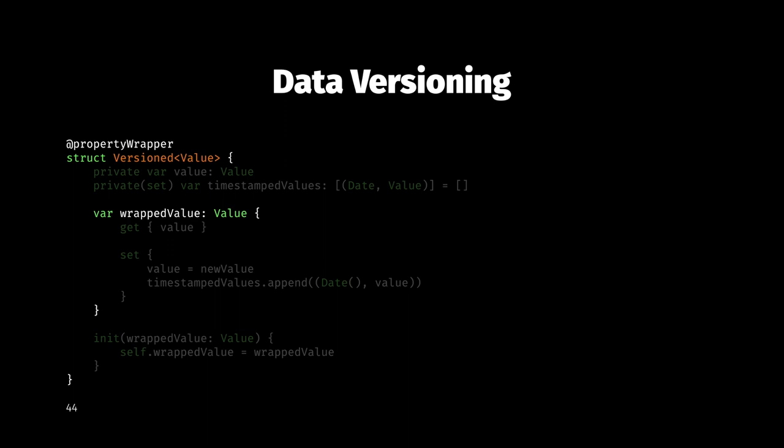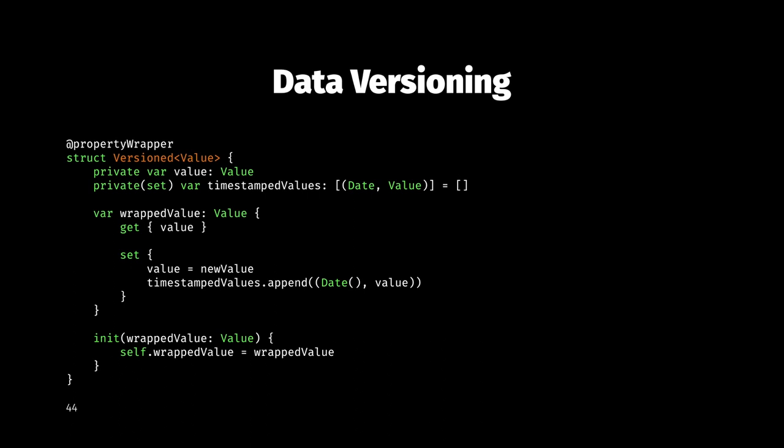So as it's a wrapper, we need to implement a wrappedValue. The getter is pretty simple. We just return the current value, and when we are setting a new value, well, we set it inside the wrapper, and then we append it inside the history with the current date. And so this way, with this wrapper, we are able to manage a history of the values set to a given property.